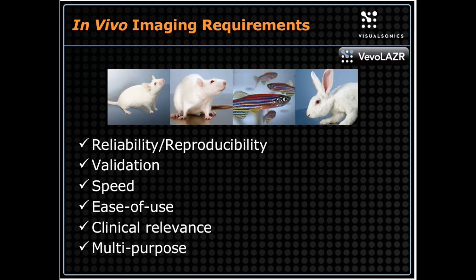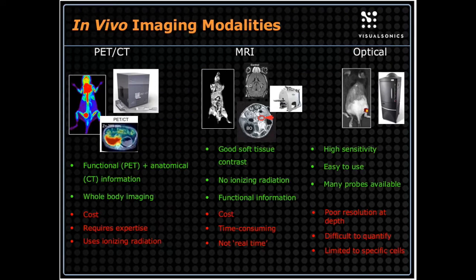Now I'm going to talk a little bit about specific modalities here. So I'm going to talk about PET-CT, MRI, and optical. I just want to point out that this is not a completely exhaustive list of pros in the green and cons in the red, but just a very general overview. And I may miss a few things, and please feel free to add or comment on this in the chat window on the right-hand side there.